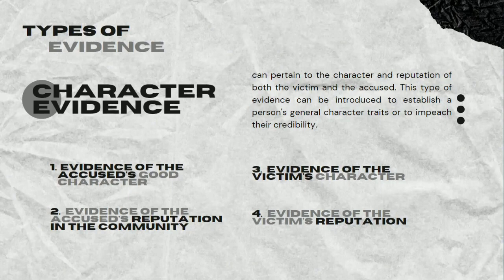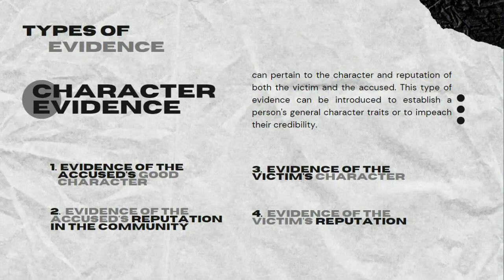We also have evidence of the accused's reputation in the community. Example, testimony from people in the community who can attest to the accused's reputation for integrity and trustworthiness. This can be used to show that the accused is not the type of person who would commit the alleged sexual abuse.